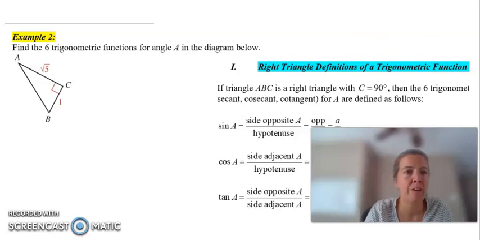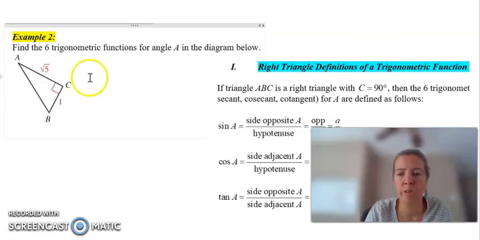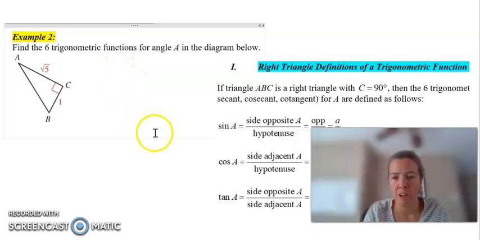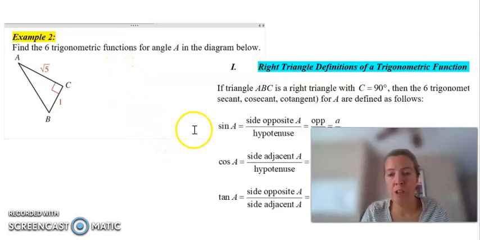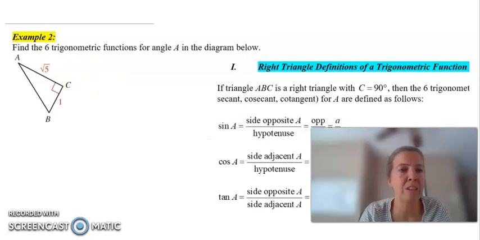All right, so now that I've shown the definition of the right triangle definition of the trigonometric functions, I wanted to use it in this example here. So the task is to find the values of all 6 of the trigonometric functions for the angle A. And it's important that we keep the right perspective here. So this is with respect to A in this diagram.